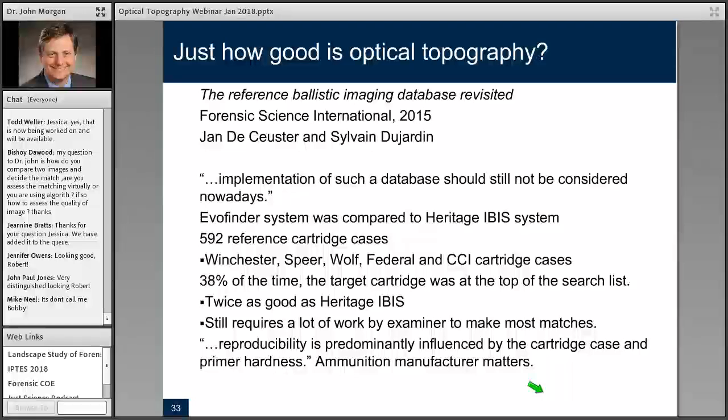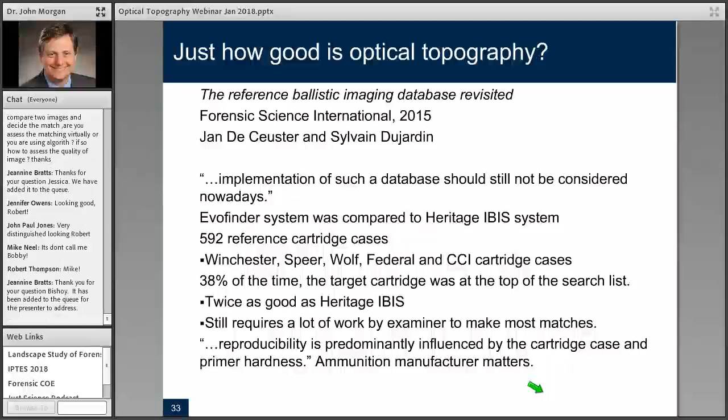These are European researchers who concluded that even though optical topography is really, really good, there is some basic physics going on with respect to firearms and cartridge cases that makes this very, very difficult, especially as you vary ammunition types within a firearm. So they looked at 592 reference cartridge cases, back when they were looking at the Heritage IBIS system, and they compared it to the Evo Finder.